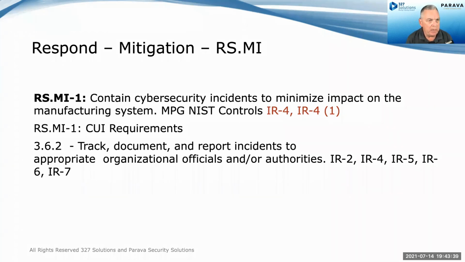The mitigation is about containing cybersecurity incidents to minimize the impact on a manufacturing system. All you're doing in the CUI requirements is tracking, documenting, and reporting incidents to the appropriate organizational officials and authorities. In my opinion, it is much more important to minimize the impact on the manufacturing system and to actually have a plan for it.